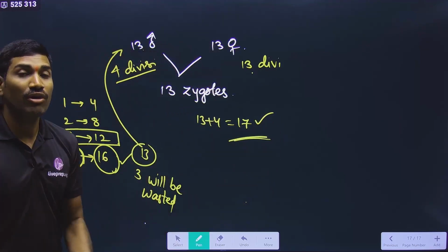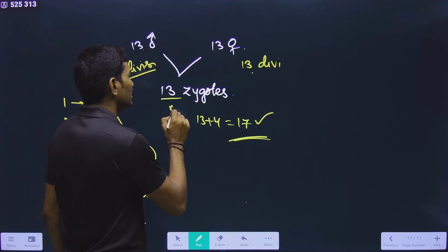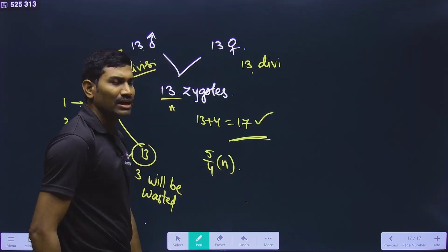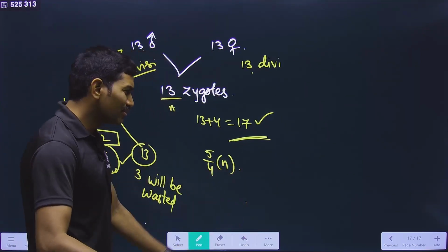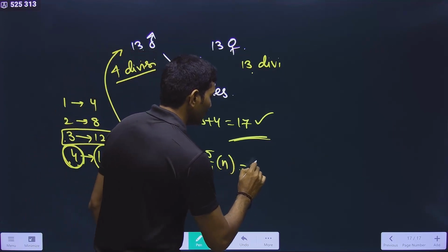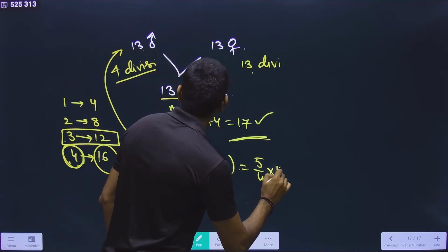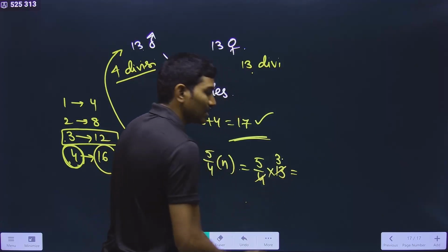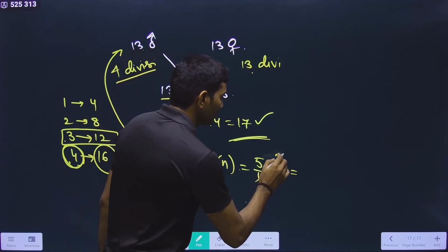Suppose you want to use the formula in this case. What will you do? Suppose this is n. What I said? 5 by 4 n I said. Yes or no? Or n plus n by 4, anything you can use. No problem for this. So what will you do here? 5 by 4 into n is what? 65 by 4. So what happens here? 4 16s are 64, and 1 is there. So dot 25.